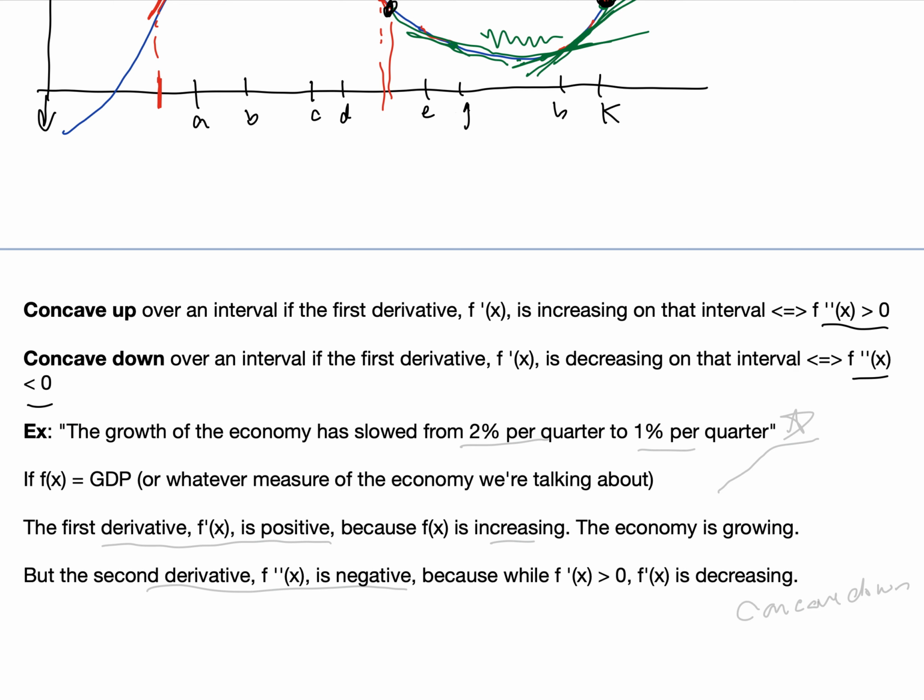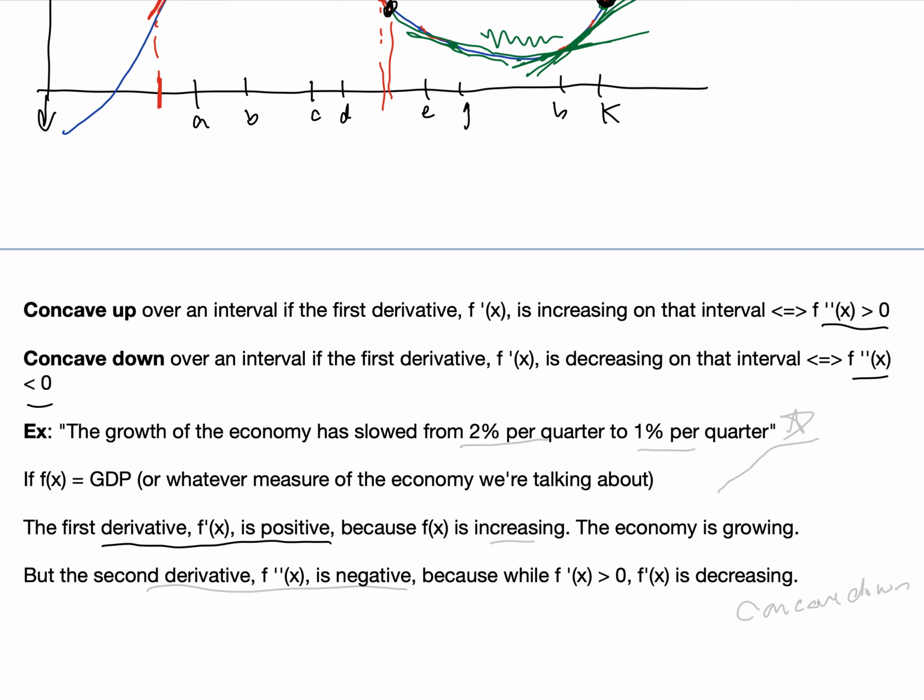So one example is you might hear in the news something like, the growth of the economy has slowed from 2% per quarter to 1% per quarter. Let's think about what's happening with the first and second derivative there. So if f of x is like GDP or some other measure of the economy, then the economy is growing. It was growing at 2% and now it's growing at 1%. So the first derivative, f prime of x, is positive because f of x, GDP, is increasing.